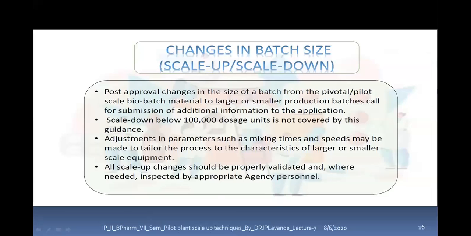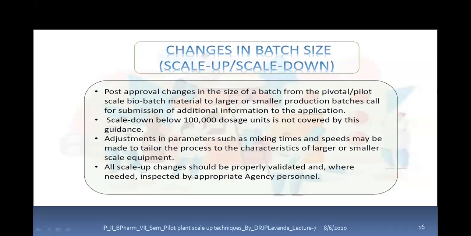Now, if any changes are needed in the batch size, where the batch is subjected to scale up or scale down, what are the guidelines? Post-approval changes in the size of the batch from the pivotal or pilot scale bio batch material to larger or smaller production batches call for submission of additional information in the application. A scale down below 1 lakh dosage units is not covered by this guideline, so it covers more than 1 lakh.